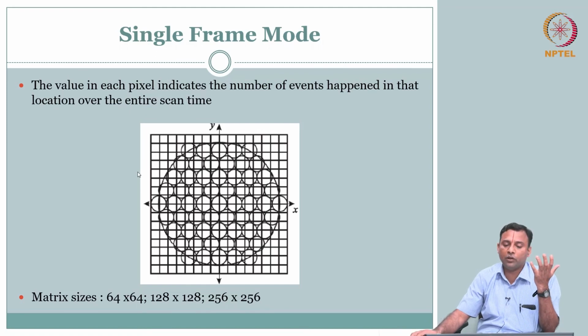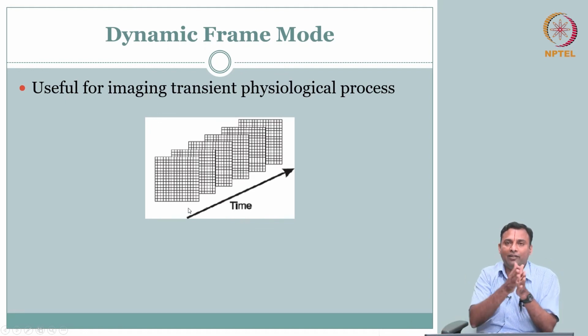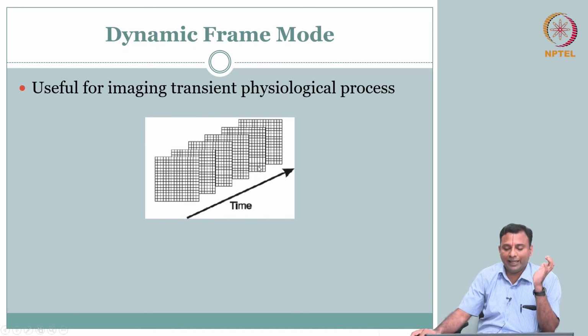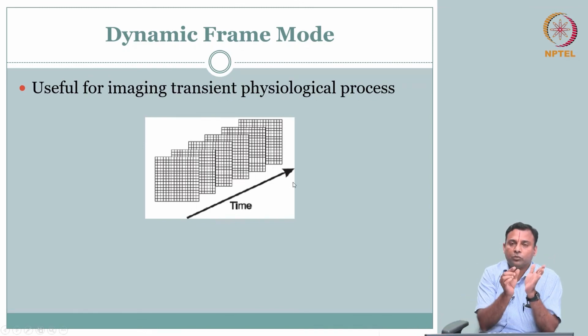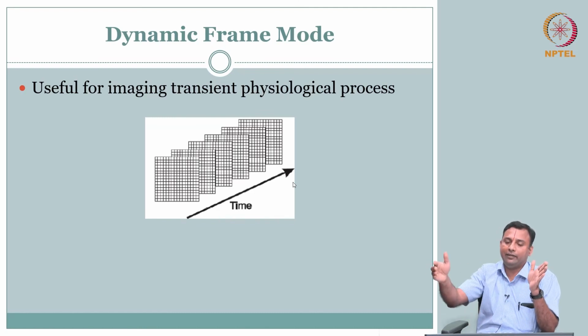So for all those things, I want to go for a dynamic frame mode. What is this dynamic frame mode? Very similar to your previous one. In the previous one you added everything; here you don't add, you retain each of the frames with a time index. So in a small delta t, I have one static frame, a single frame, and then after the next delta t, I have another frame. If I have n delta t, then that is my n frames.